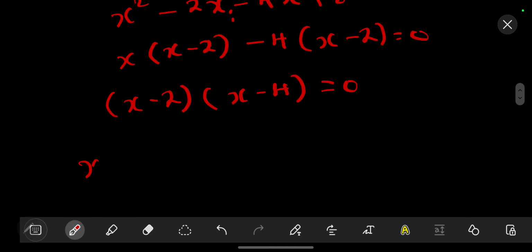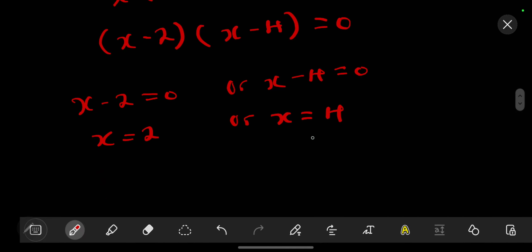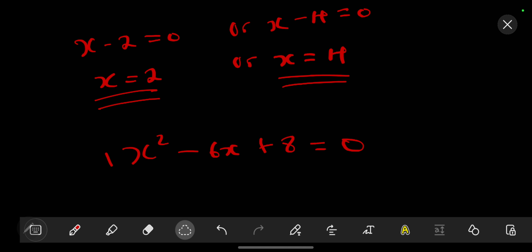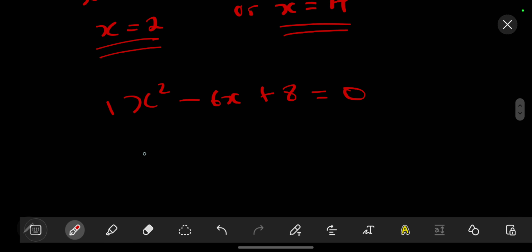So we say either x minus 2 is equal to 0 or x minus 4 is equal to 0. So x is equal to 2 or x is equal to 4. Already we have found two values. In order for you to know which one is working, you need to verify by placing in the values. That is how this will work. So now we are going to verify, we are going to be testing.